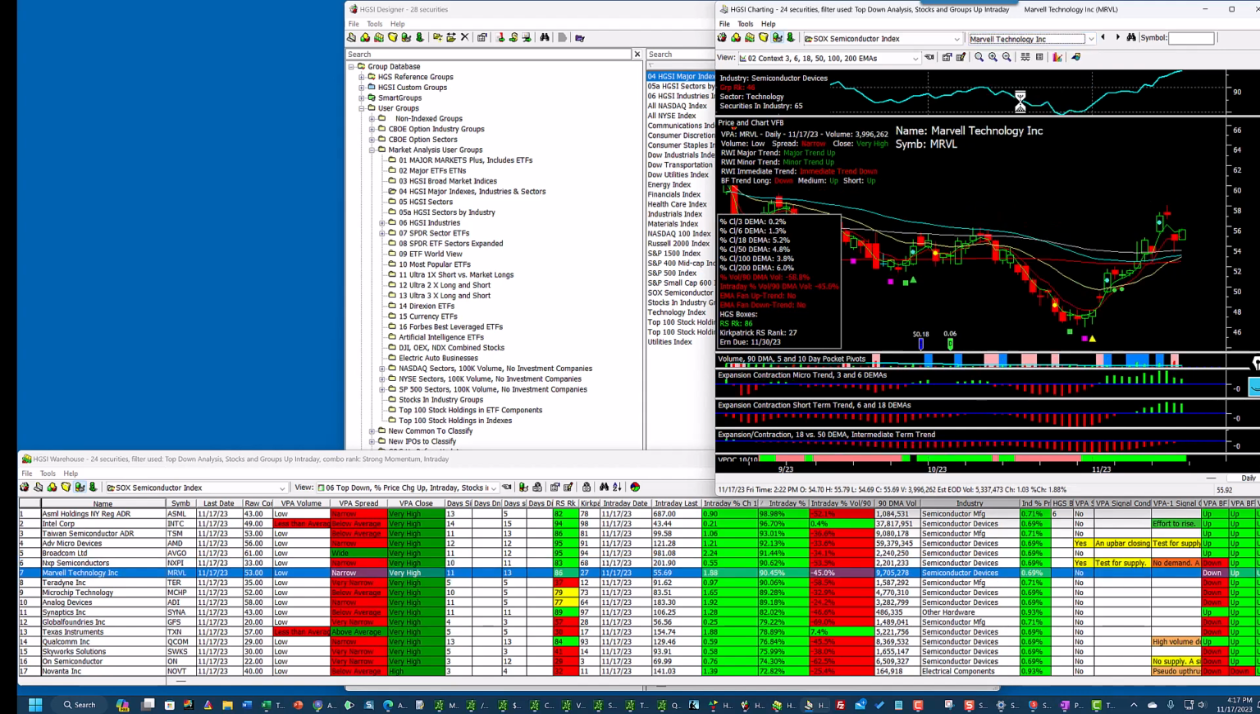I'm not going to go through all of these, but I'm just pointing out how often these VPA flags occur at the bottom. Yeah, the trend's down. It's hard to take these stocks, but when the groups start moving, that's a good time to get in.